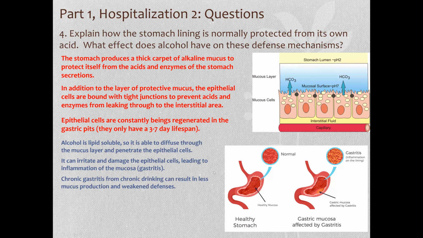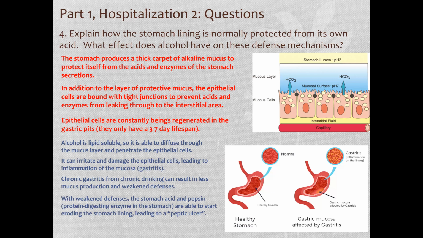So chronic gastritis from chronic drinking can result in less mucus production and weakened defenses against the stomach acid. And with weakened defenses, the stomach acid and the pepsin, which is the protein digesting enzyme in the stomach, are able to start eroding the stomach lining, which can lead to a peptic ulcer. So they can actually get down here and start breaking apart the cells that make up the mucosa.